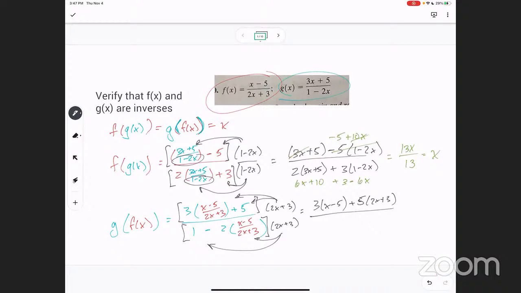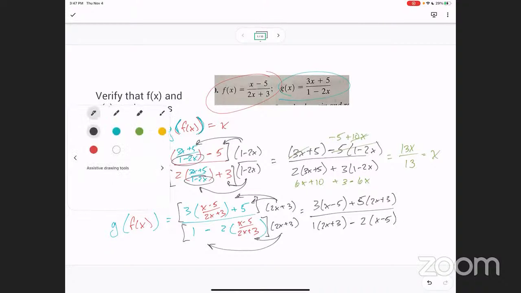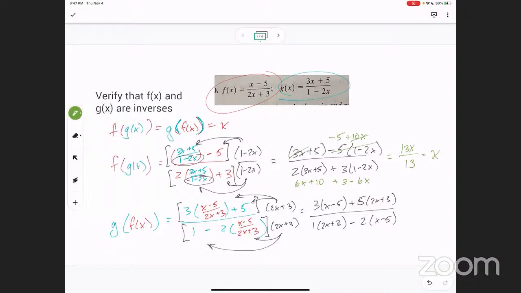That's the top. On the bottom, I'm going to get 1 times 2X plus 3 minus 2 times X minus 5. Same deal, I'll do simplifying with green. So this is 3X minus 15 plus 10X plus 15. And on the bottom, it's 2X plus 3 minus 2X plus 10. And so those simplify to 13X on the top and 13 on the bottom. And that equals X. And therefore, they are inverse functions.